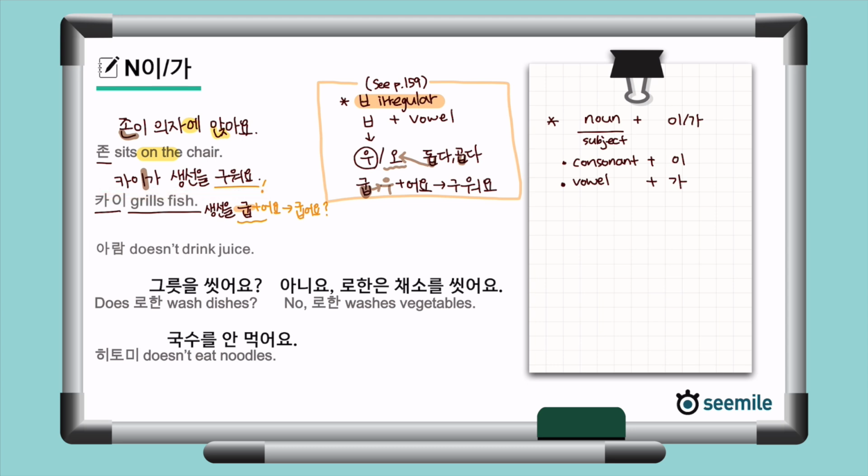Good job. Next, 아람 doesn't drink juice. 주스를 안 마셔요. 아람 is the doer of the action. She is the one not drinking the juice. She is the subject of the sentence, and her name 아람 ends in a consonant, so we add 이가. We say 아람이가 주스를 안 마셔요.